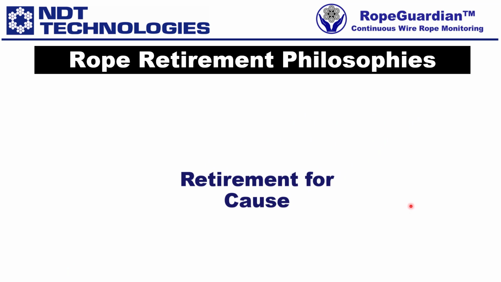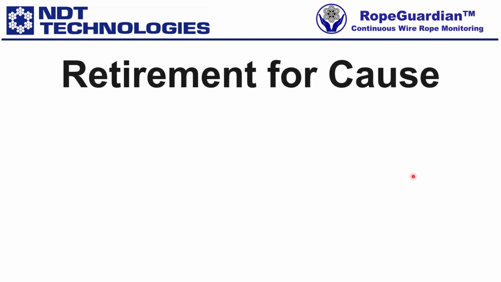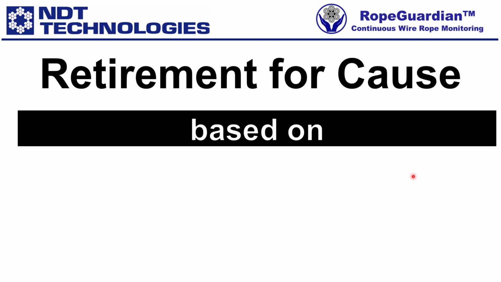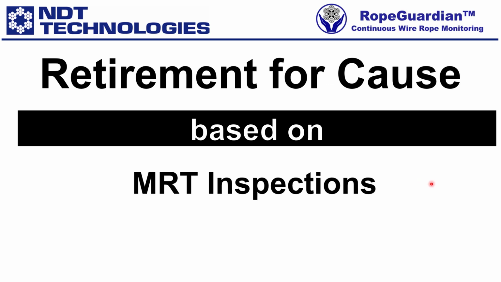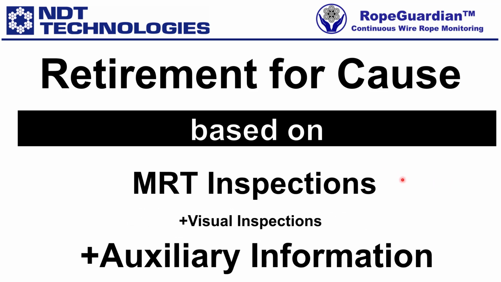Let's look a little bit more at retirement for cause. Retirement for cause is based on MRT inspections and visual inspections, as well as auxiliary information. It is our opinion that MRT inspections plus the auxiliary information represent the key retirement for cause criteria. Visual inspections, although still important, may not represent the true condition of the rope, as was evidenced by the internal deterioration of the multi-strand and IWRC rope cases previously shown.